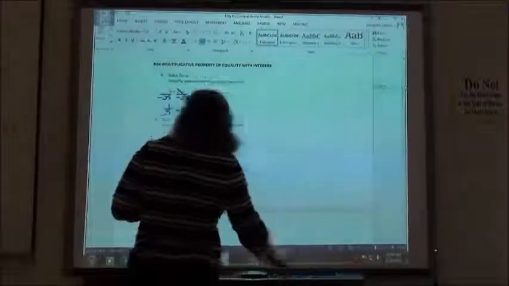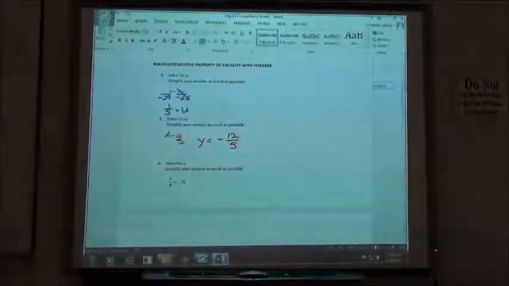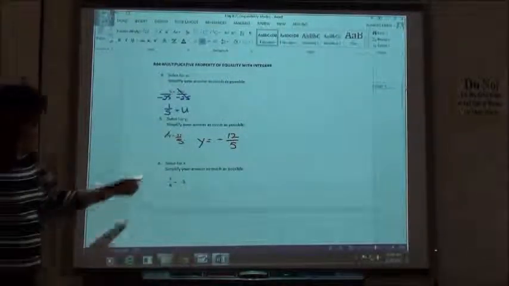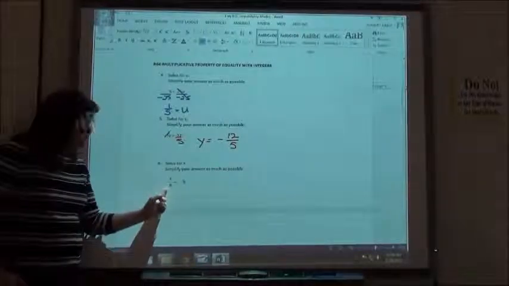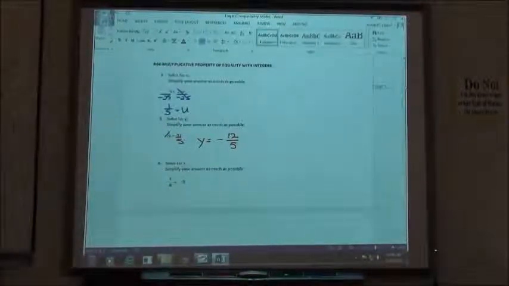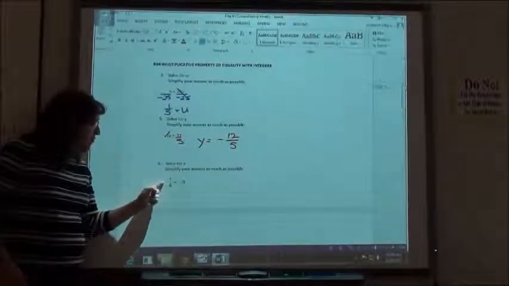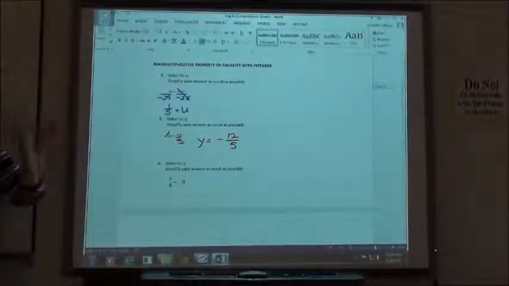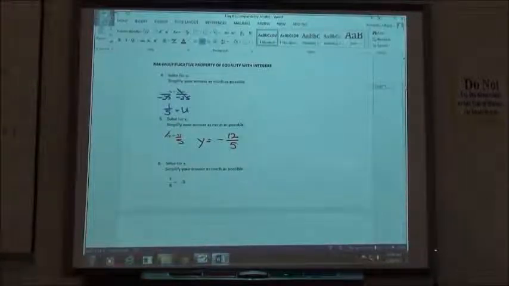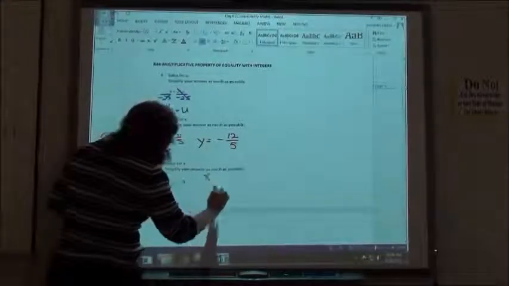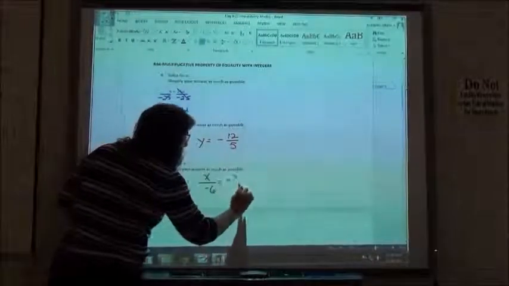Number 6, still using our multiplicative property of equality, but in this case I am dividing. So to get rid of division, I multiply. Now, when there's a negative out in front, you can either put it with the top or the bottom. It doesn't go with both. Since I want to solve it for x, the best thing to do would be put it with the bottom value. This could be written as x over negative 6 equals negative 3.